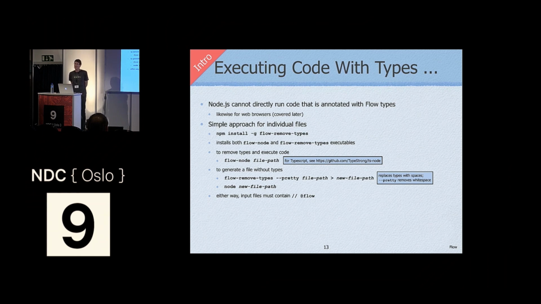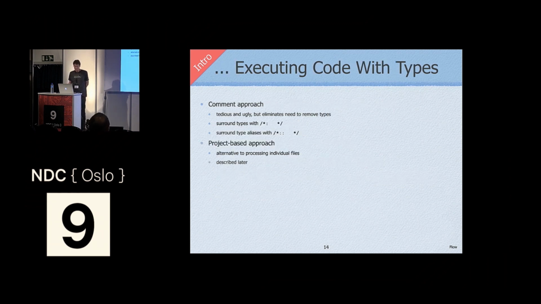And if you do that without the --pretty option, it's just replacing all the types with spaces. And so your code is still lined up the original way. It's just like whited out all the types. If you want to get rid of that space where the types were, you use --pretty. And now with a new file, you can just run it with node. Either way, you've got to remember to annotate the files and tell it about the type checking.